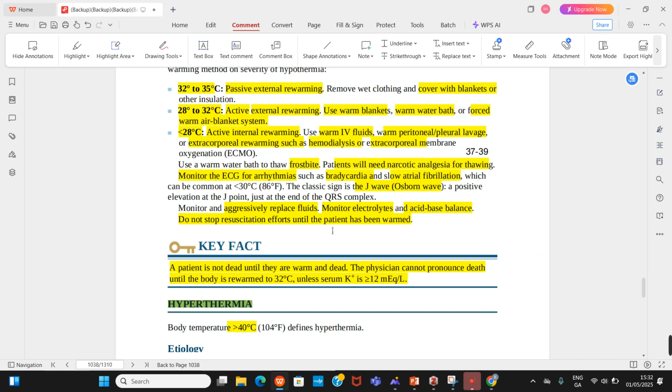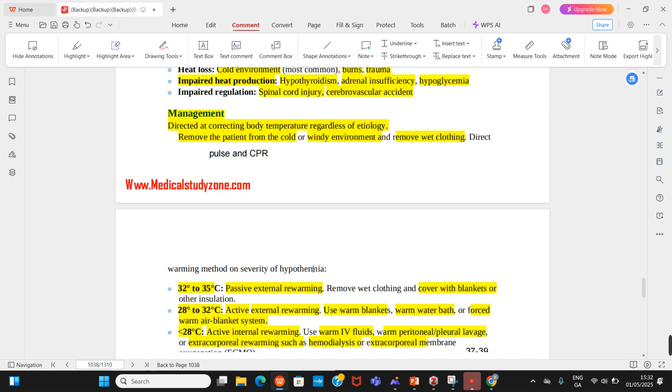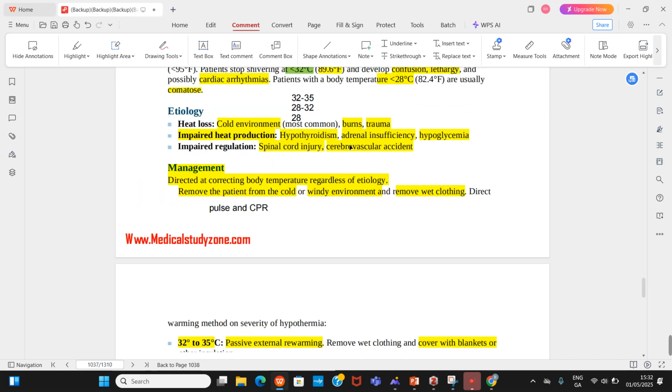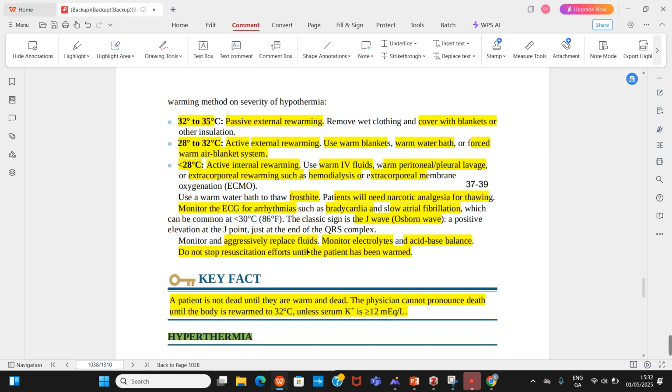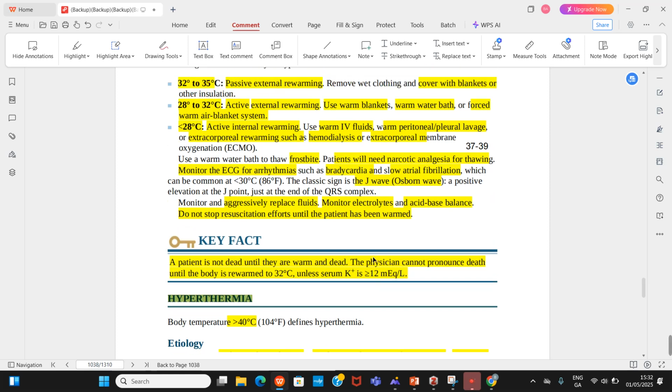When it's very severe, you want to do active internal rewarming, push in warm intravenous fluid. If there's any electrolyte derangement, particularly in people with burns, or people with adrenal insufficiency, you quickly want to correct it. If you have metabolic acidosis, your fluid is also going to help with that, and the person is going to be fine. We do not stop resuscitating until the patient has been rewarmed. You don't stop, even if the patient goes unconscious.